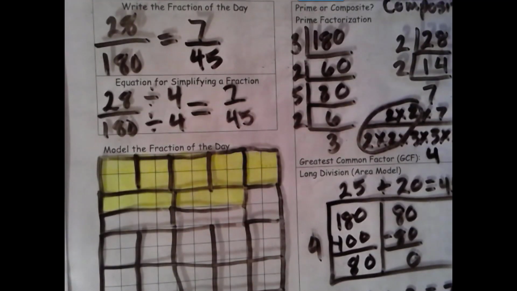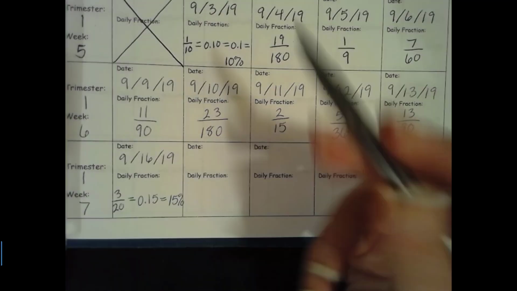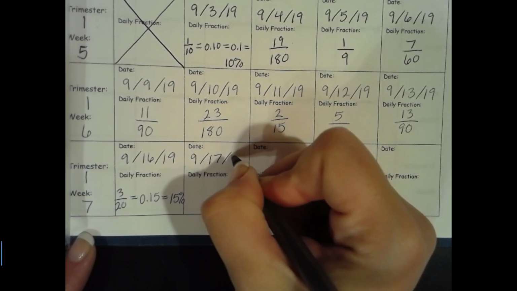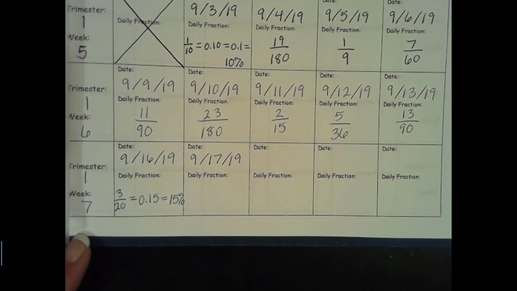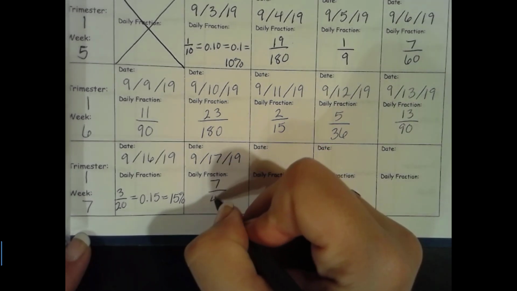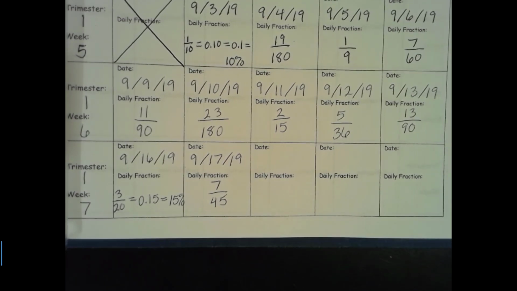All right, now let's go ahead and fill in our data collection page. Still in trimester 1, week 7. Today's date is 9/17/19, and our fraction for today is 7/45. Let's get out our number line.